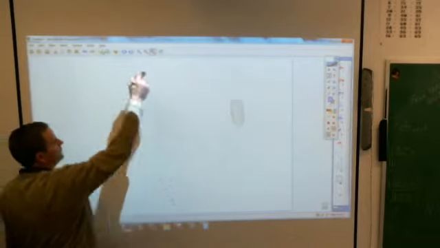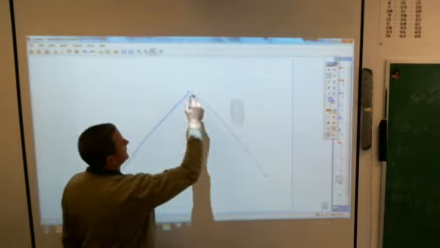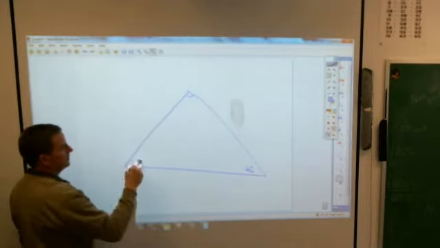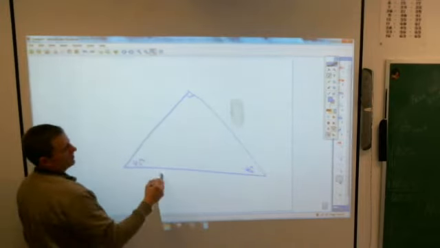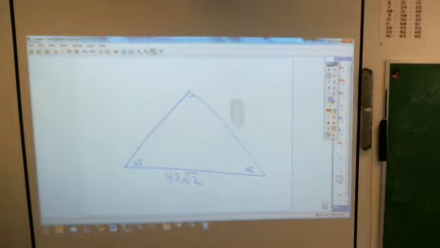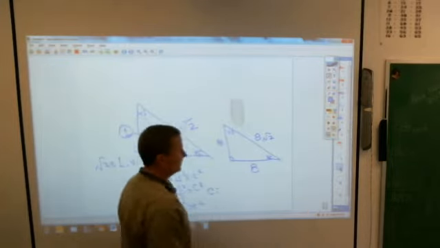Another one. Here's a 45, 45, 90 triangle. Here's my 90. Here's my two 45s. What if this was 42 square roots of 2? How long would the other two sides be?